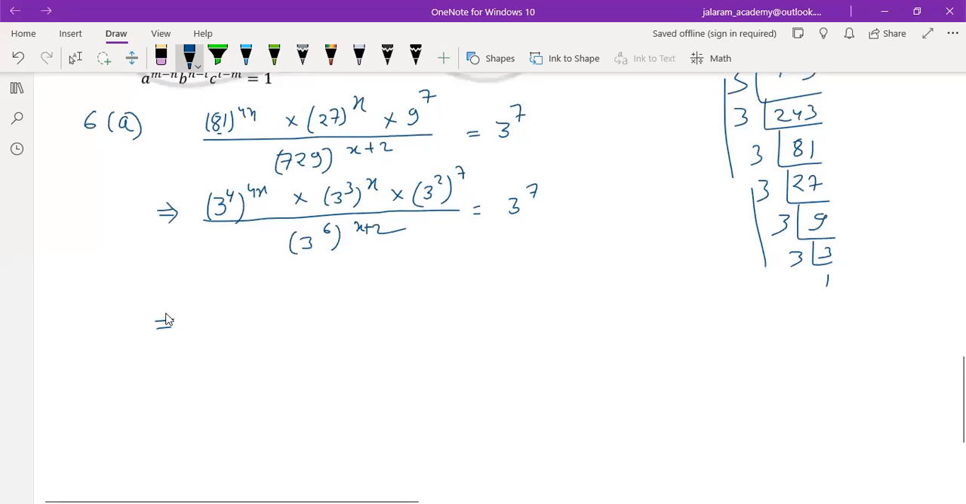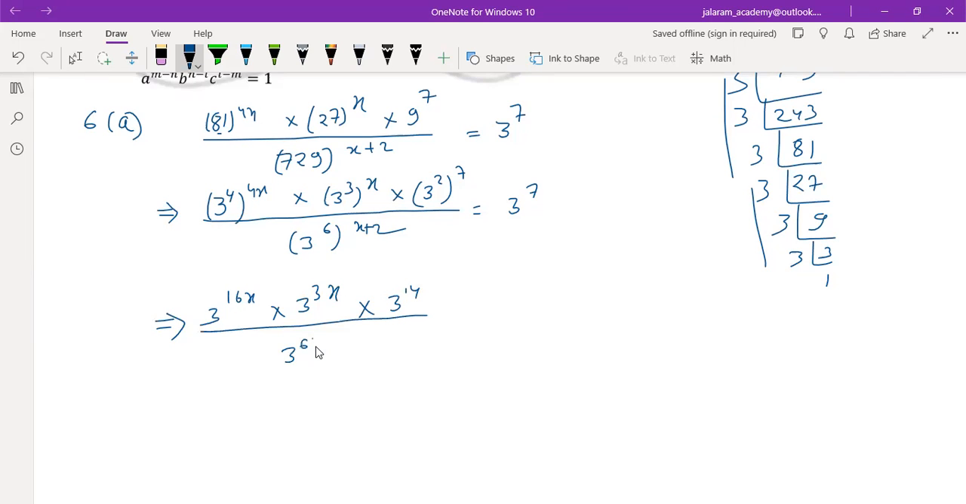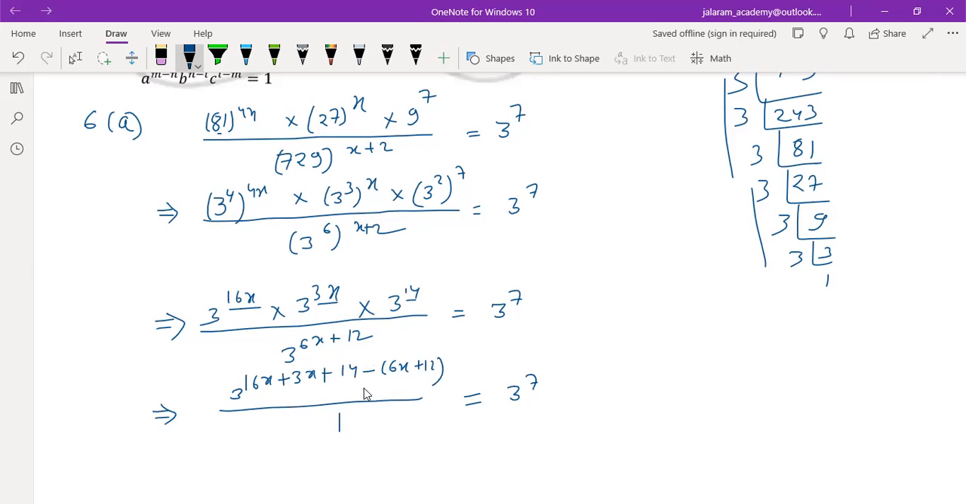And it implies 3 to the power 4 into 4x is 16x, into 3 to the power 3x, into 3 to the power 14, over 3 to the power 6x plus 12, equals to 3 to the power 7. The denominator is 1 only. Is that clear to you? In multiplication, powers must be added. So 16x plus 3x plus 14, and in division powers must be subtracted. So minus 6x plus 12 equals to 3 to the power 7.